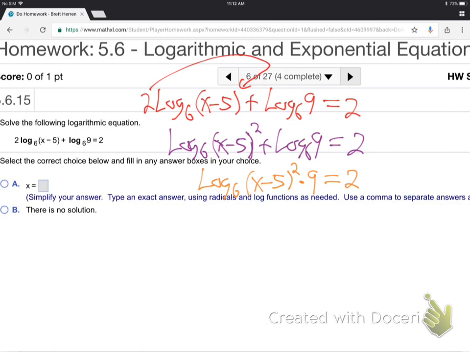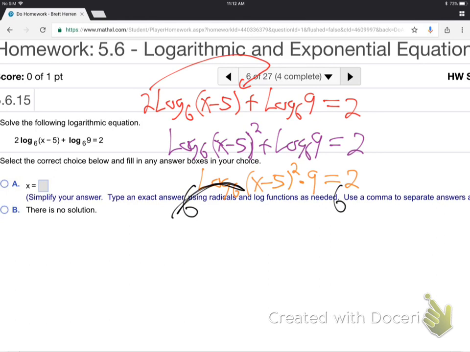So how do I get to no log now? So we're talking about getting rid of that log, right? No log. Get rid of that log. How do I get rid of that log? The power, right? Powers are opposites of logs. Exponents are opposites of logs. And the base has to match, so it's got to be 6, doesn't it? Whatever's the base, it's got to be the same thing both sides.